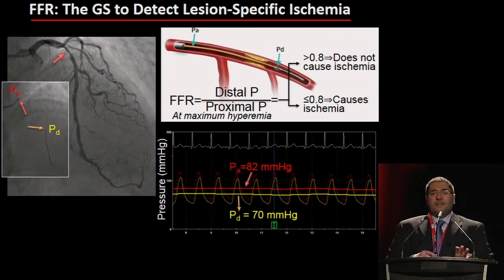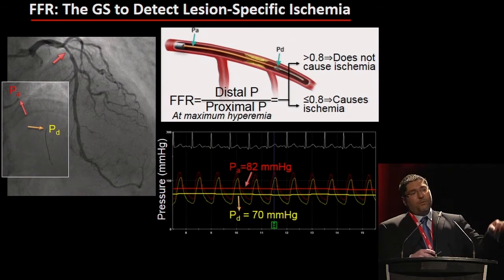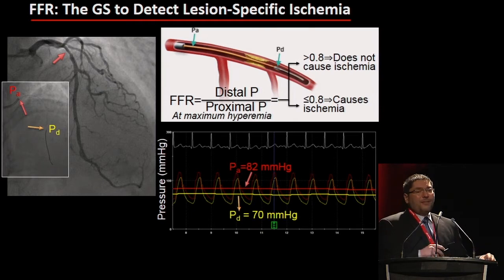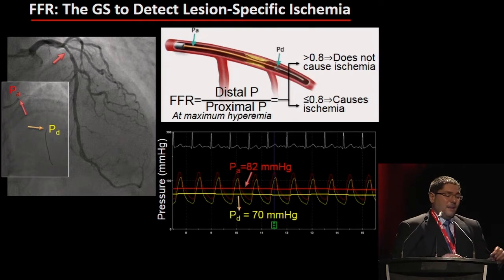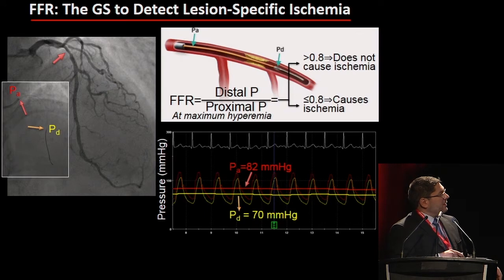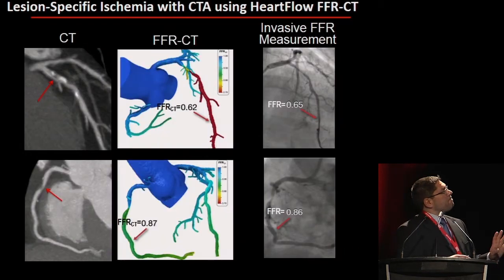And you can measure this in the catheter angiography, not so simply, by putting in a wire that has pressure sensors, giving the patient a stress agent, adenosine, and measuring the pressures in the aorta and past the stenosis, and then simply taking the ratio. So it's a simple measurement.